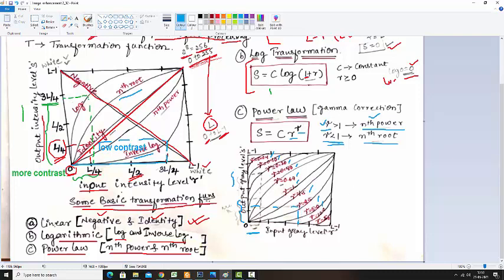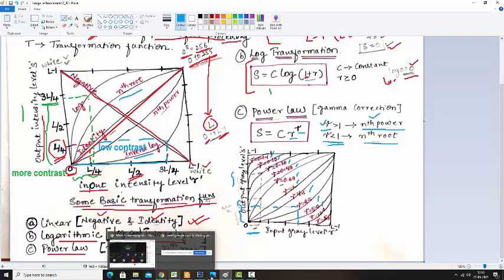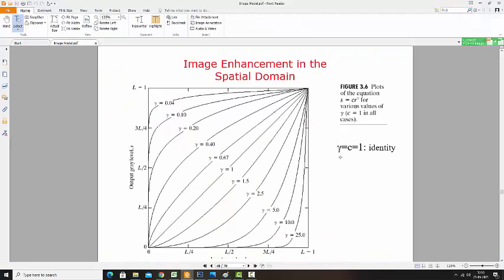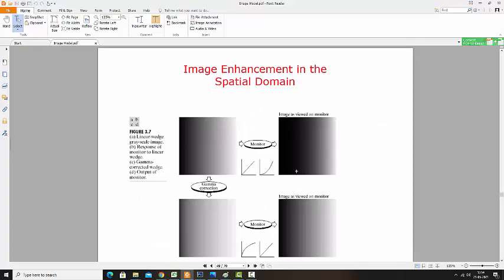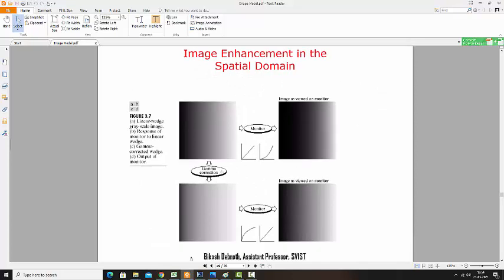Another thing is that we have gamma correction in our machines, in our monitors or whatever we are seeing. For all this reason there are gamma values. So gamma equals C equals 1 is the identity. C is the constant, s equals C r to the power gamma. So here also is the gamma correction.